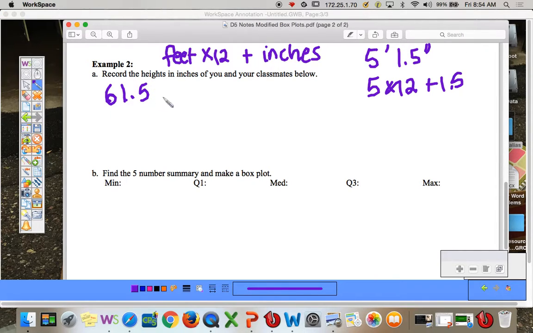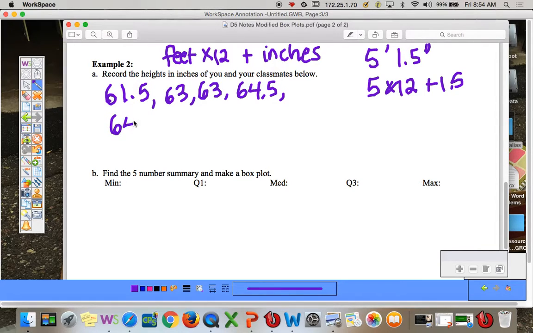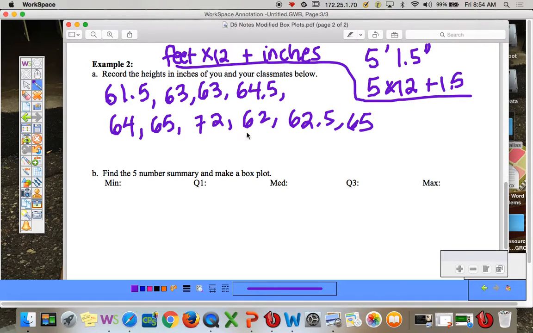I just made up some data: 61.5, 63, 63, 64.5, 64, 65, 72, 62, 62.5, and 65. Let's say you have a class of 10, and here are the heights. So again, let's find the 5-number summary.